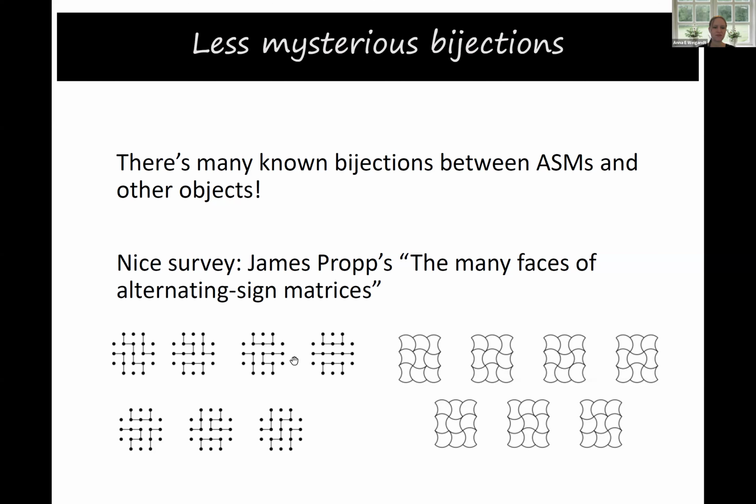So these things are fully packed loop configurations. This is the gasket and basket model for ASMs. So just a bunch of different pictures, different objects with different sorts of properties that you can find nice bijections between. And this is pointing towards, again, a major theme that ASMs are ubiquitous. They have a habit of popping up in different looking guises, but they're essentially the same fundamental object.